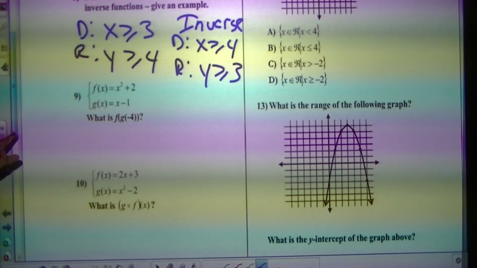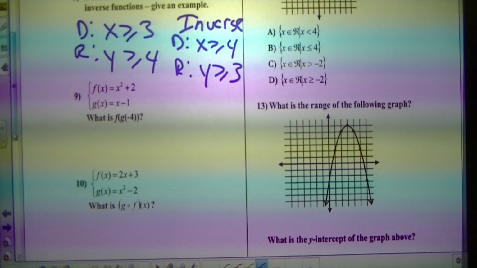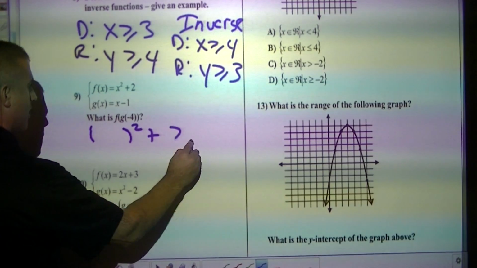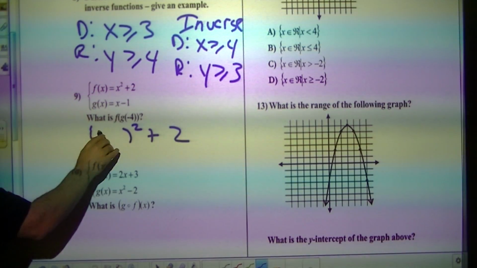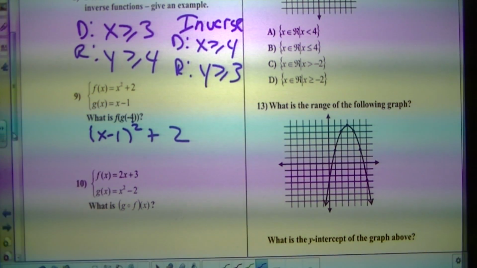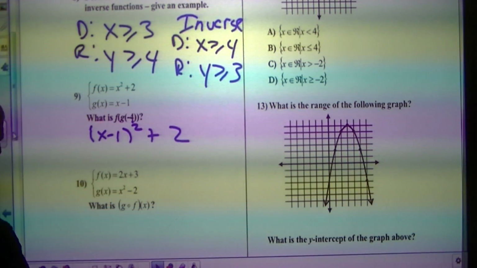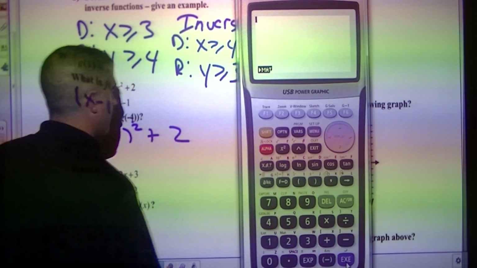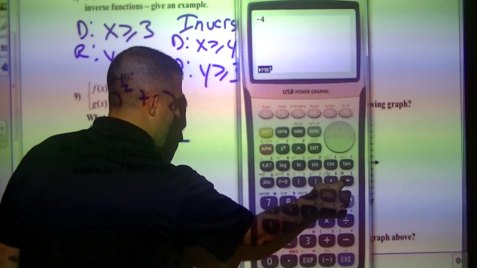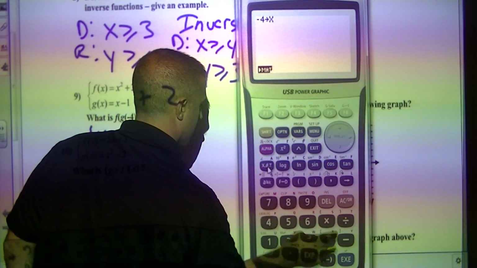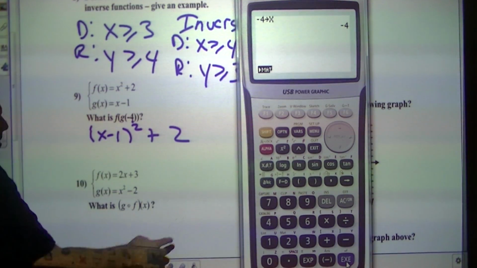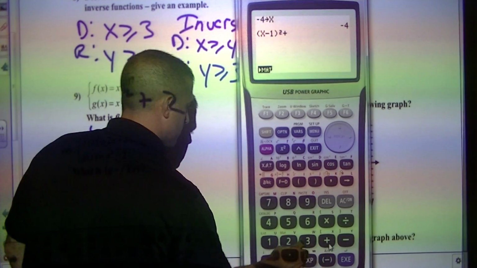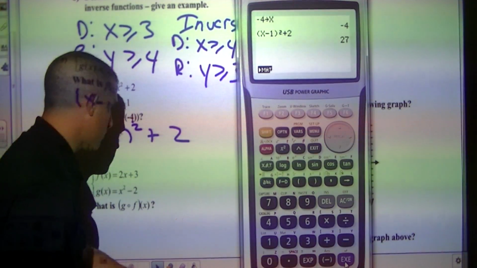All right, number 9. Find f of g of negative 4. So what that's telling me is to start with that f function, put a space. The next letter tells me put the g function in there. Now, since they want me to do negative 4, I can use the calculator for that and figure out that answer. So menu, run, all right, negative 4, arrow for x. All right, and then I'm going to type this in just like I see it. X minus 1 squared plus 2. Okay, and that answer is 27.